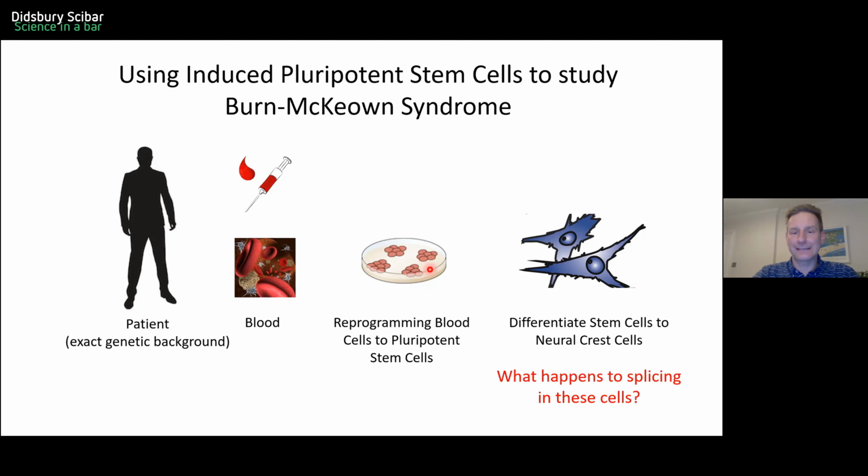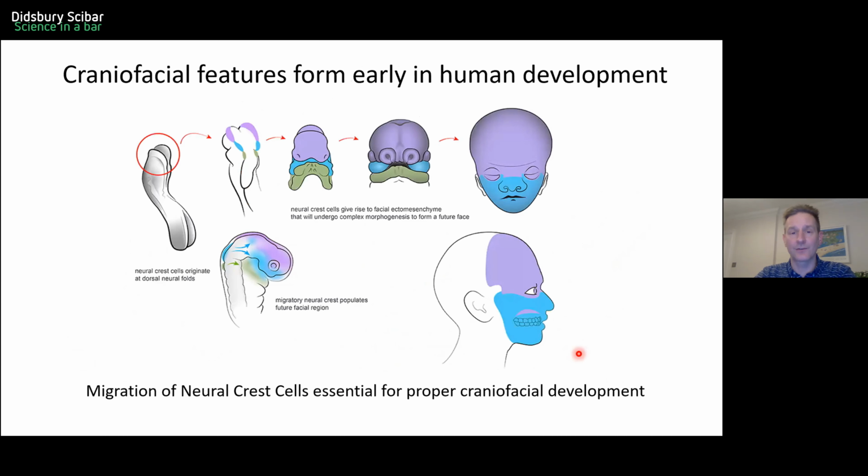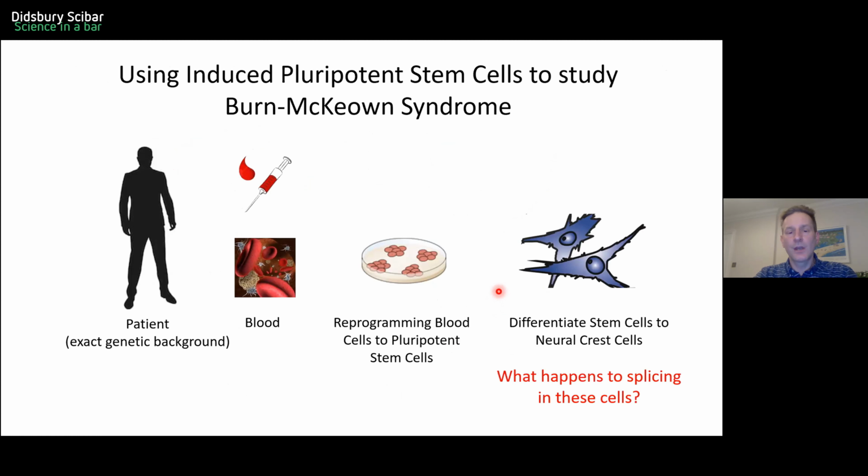So this is really neat. It's not easy. It takes a while, and it's quite a complex procedure to reprogram these blood cells into these pluripotent stem cells. But when we do get these pluripotent stem cells, they have the exact genetic background of the patient that we're interested in. And then in our situation, we take these stem cells and differentiate them into the cell type that we're interested in. In this case, it's these neural crest cells, which are the cells that migrate and make all these craniofacial features eventually.